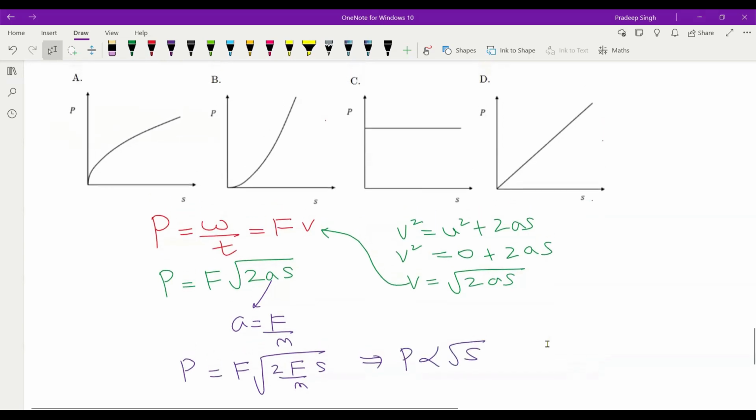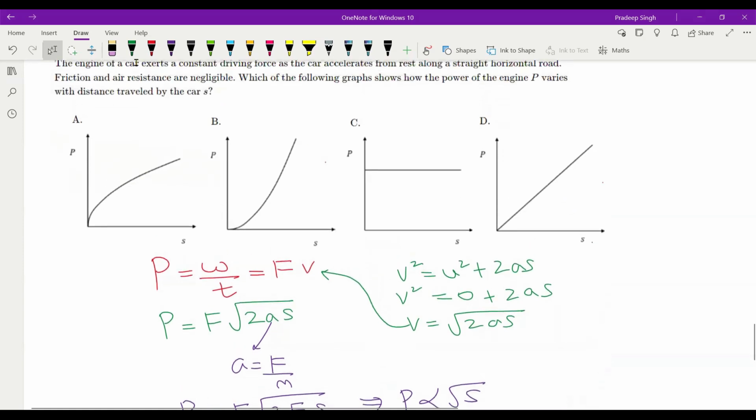Now all we need to do is check which of the graphs satisfies. Let's analyze all options one by one. Option A is the graph for y is equal to root x. Option B is y is equal to x squared. Option C is y is equal to k, where k is a constant. And for option D, the equation is y is equal to mx, where m is the gradient.